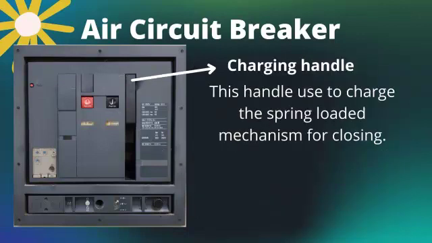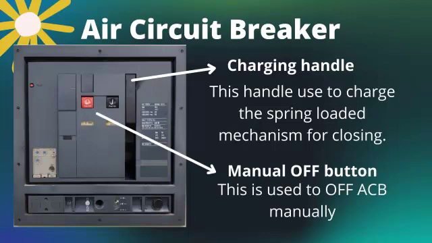Charging handle. This handle is used for the spring-loaded mechanism for closing the contacts. Manual off push button. This is used to turn off the ACB manually.